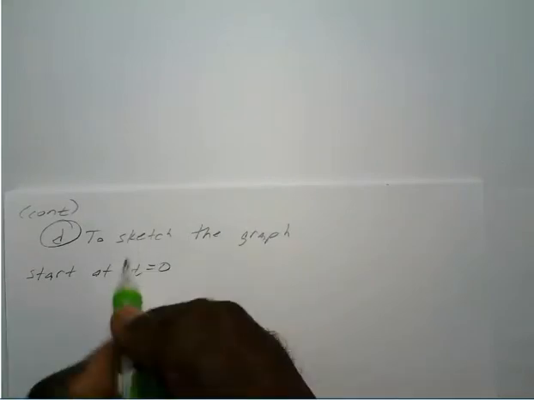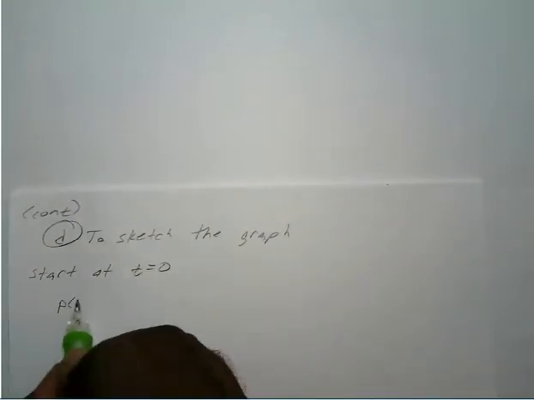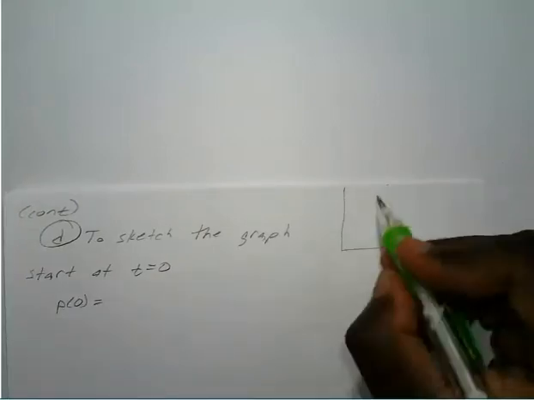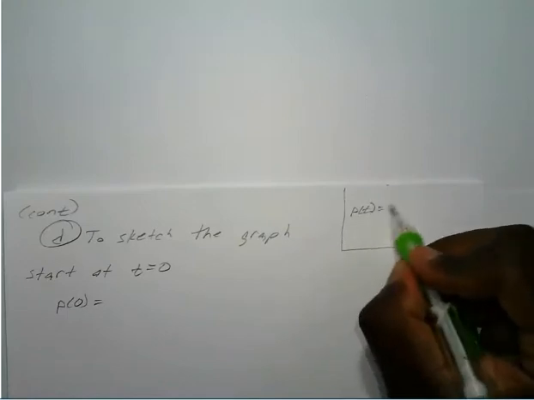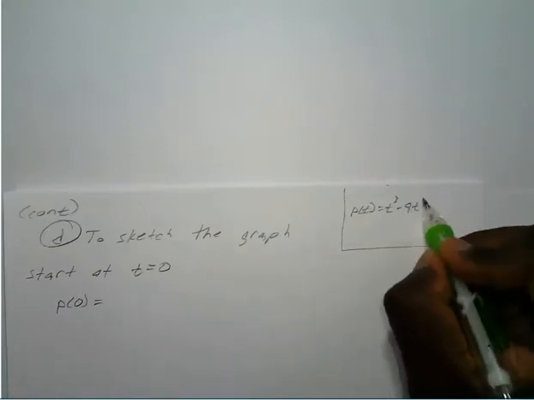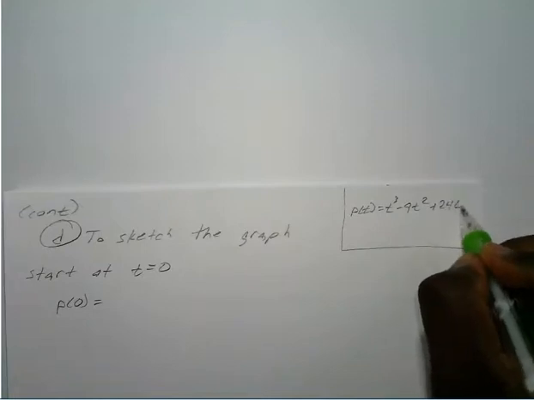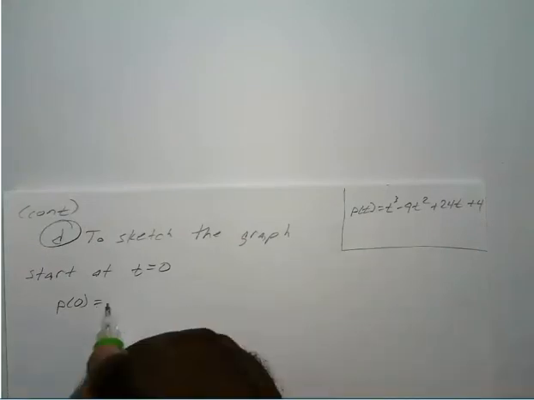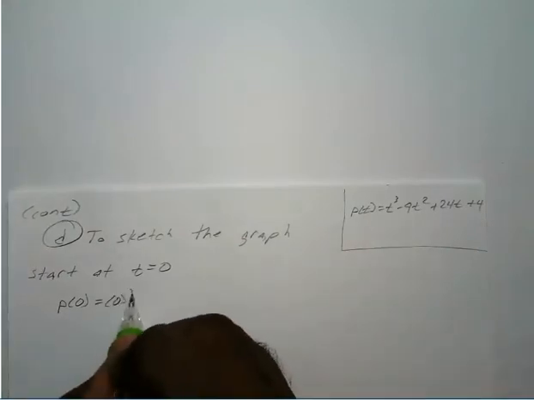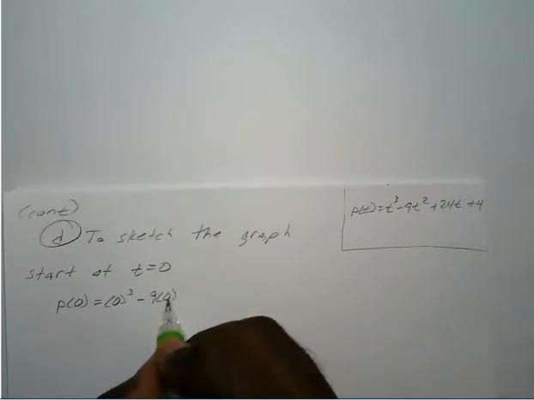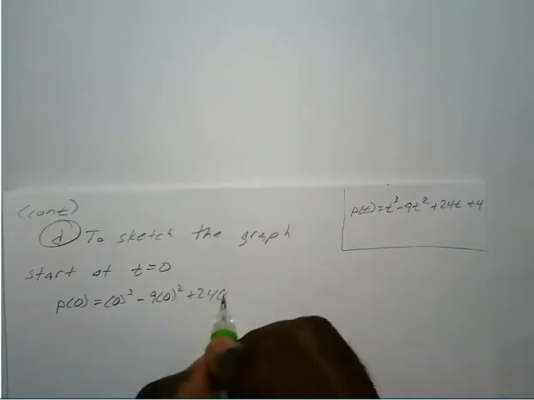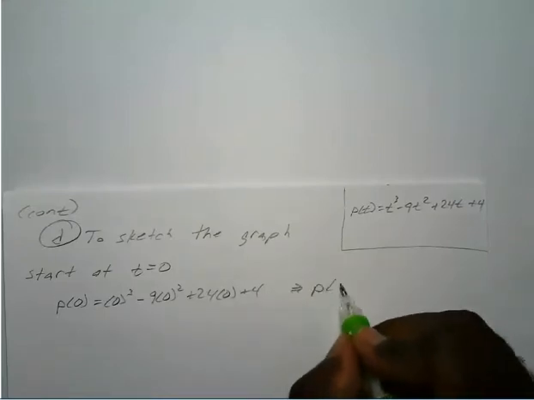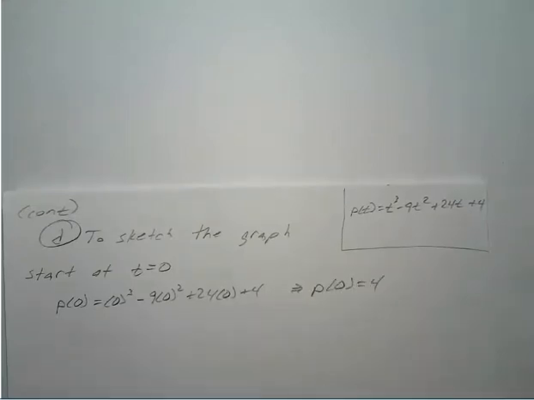Starting at t equals 0, our position function is p of t equals t to the third minus 9t squared plus 24t plus 4. Just a little reminder. So p of 0 is 0 to the third power minus 9 times 0 squared plus 24 times 0 plus 4. So our position at 0 is equal to 4.